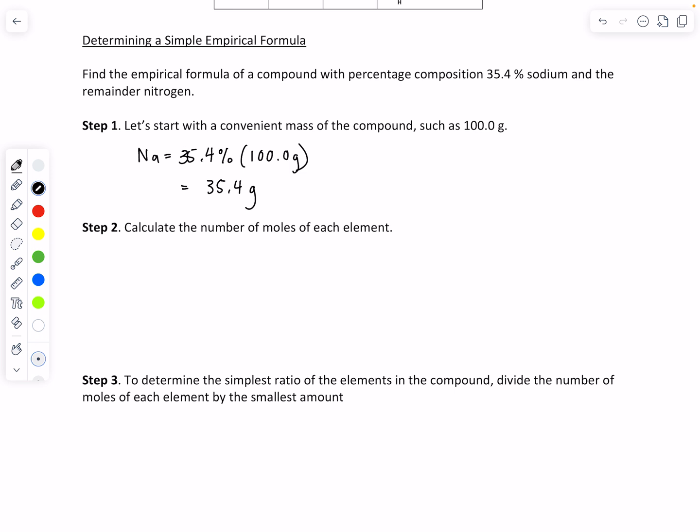The remainder is nitrogen. So if the complete sample is 100 grams and the sodium makes up 35.4 grams, then the amount of nitrogen is 64.6 grams. Now let's calculate the number of moles of each element.